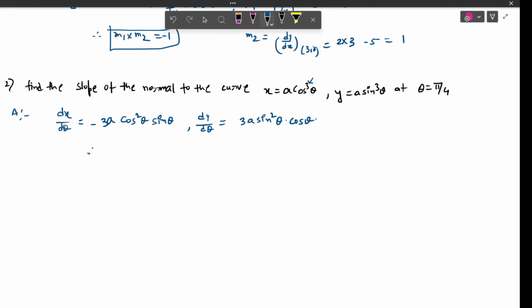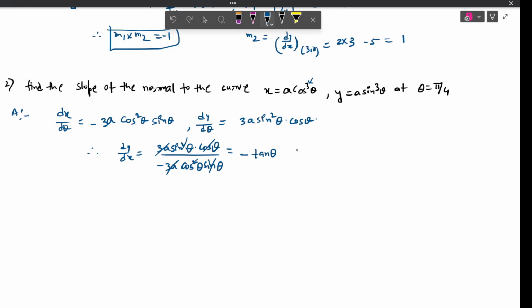Right. Now we have to find the slope of the normal. So let's find dy by dx. We can say this is (dy by d theta) by (dx by d theta). So d theta will cancel out and we get dy by dx. So it would be 3a sin square theta cos theta by minus 3a cos square theta sin theta. After cancelling cos theta, sin theta and 3a, we will get minus tan theta.